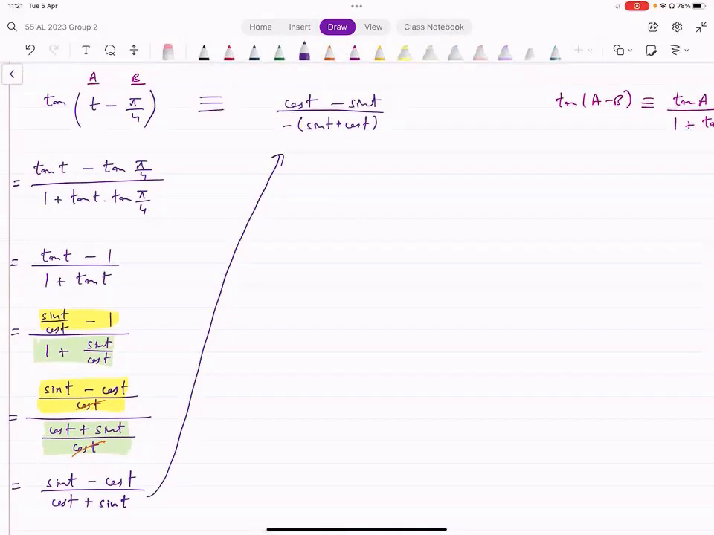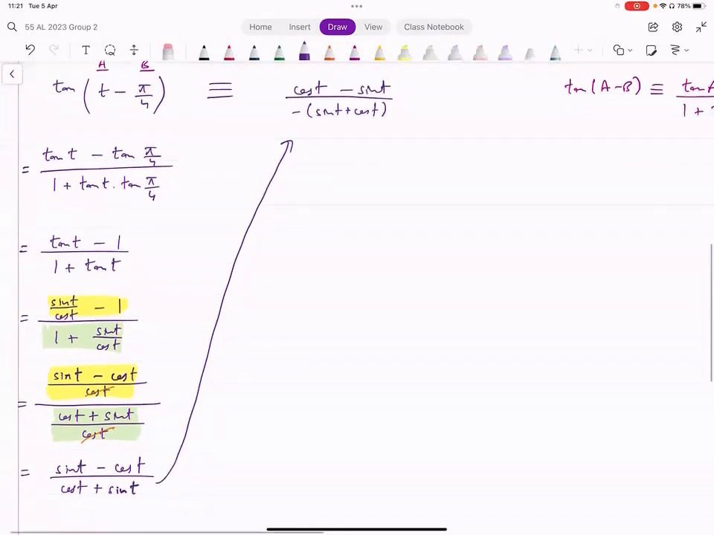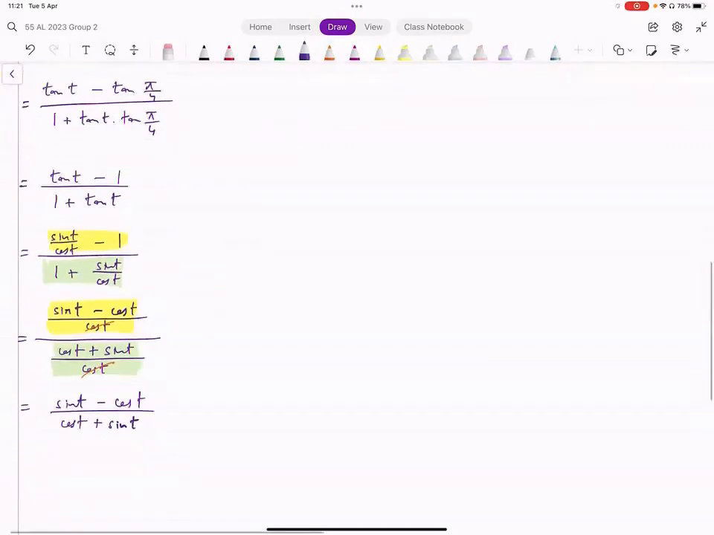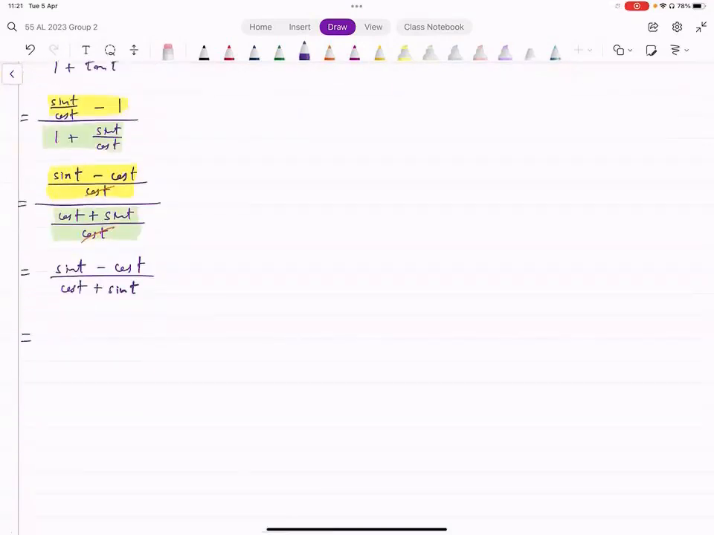Yes? We can multiply with -1, both the numerator and the denominator. Yeah, we multiply here, and simplify the right side. It's the same thing. We can multiply the numerator and the denominator with -1, and that gives you cos t minus sin t divided by minus cos t plus sin t, and that is equal to the right hand side.